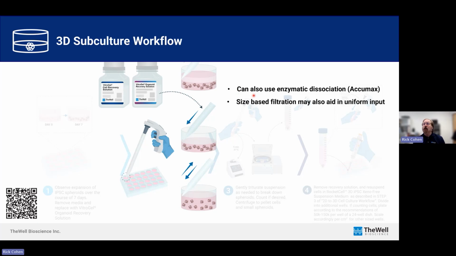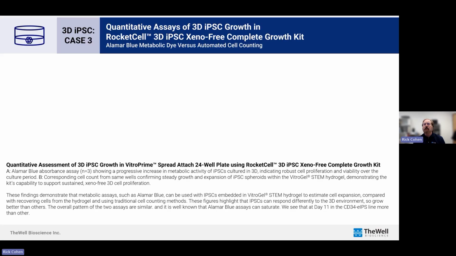And you could combine both or just use size-based filtration to aid in uniform input. So if these are 100 or 200 microns and you put it through a 40 micron, many of them will get stuck. But if it's enzymatically dissociated, you'll get single cells going through, and any stubborn spheroids that haven't dissociated fully will get caught up. So we've tried all of those to improve uniform input, and this is really important. If you have non-uniform input, so if you have single cells and 100 micron spheroids together, the secondary cultures will look non-uniform. So please keep that in mind.